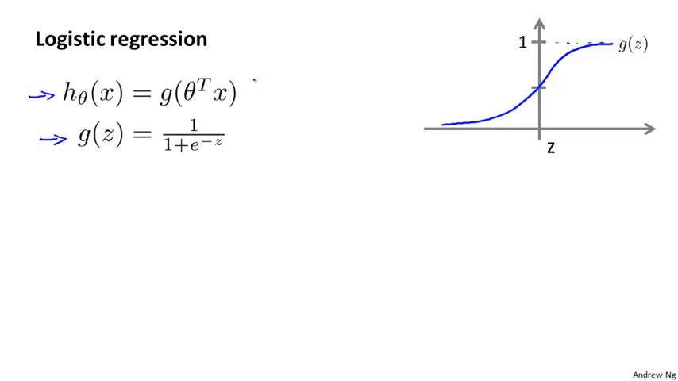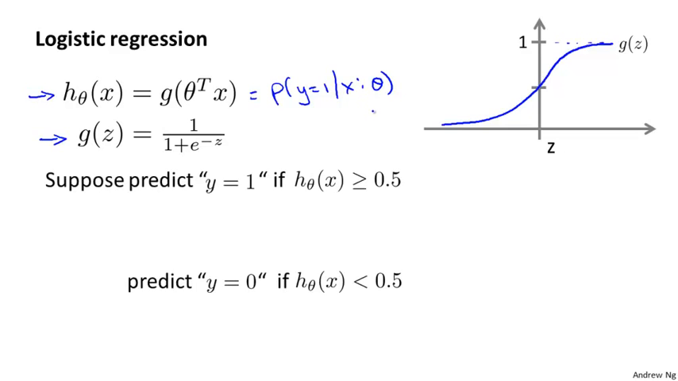Concretely, this hypothesis is outputting estimates of the probability that y is equal to 1, given x and parameterized by theta. So if we wanted to predict is y equal to 1 or is y equal to 0, here's something we might do. Whenever the hypothesis outputs that the probability of y being 1 is greater than or equal to 0.5, so this means that if it's more likely to be y equals 1 than y equals 0, then let's predict y equals 1. And otherwise, if the estimated probability of y being equal to 1 is less than 0.5, then let's predict y equals 0.